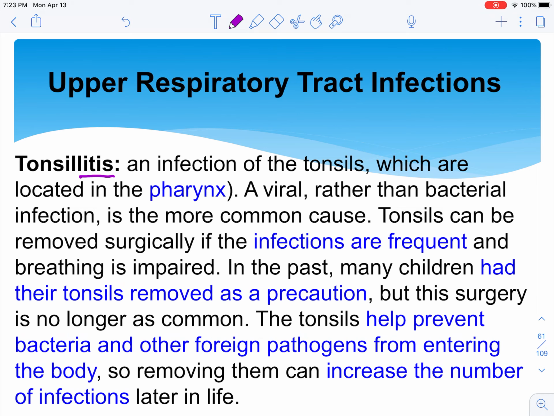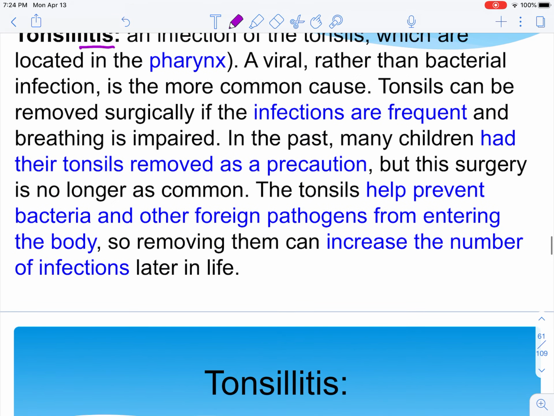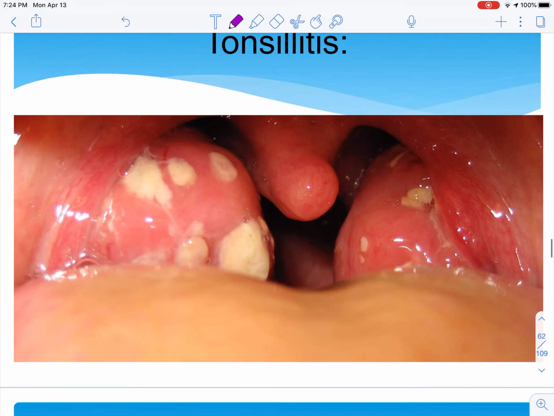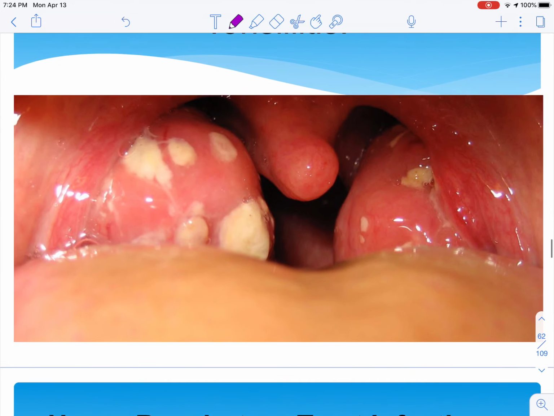Whenever it says itis, it's an infection of something. And tonsillitis, of course, is an inflammation infection of the tonsils, which, if it continues, sometimes are removed, although not as often as they used to, because they feel that there is a job that the tonsils actually do, which is helping to reduce bacteria from going further into your body.